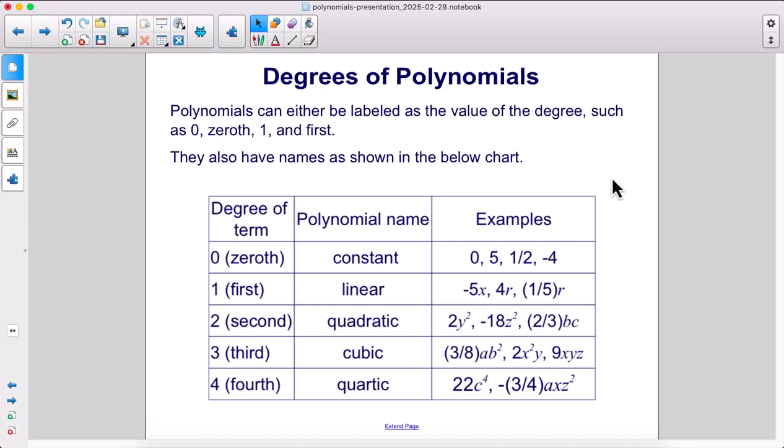Polynomials can either be labeled by the value of the degree, such as 0, 0th, 1, or first. They also have names, as shown in the chart below. A polynomial of degree 0 is a constant. A polynomial of degree 1 is linear. Second degree would be quadratic.